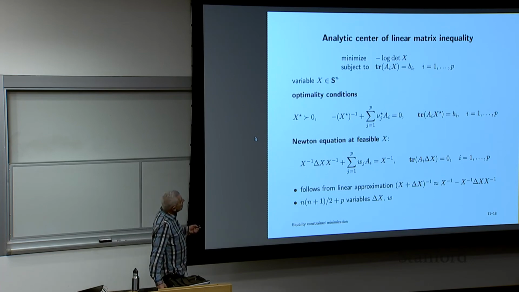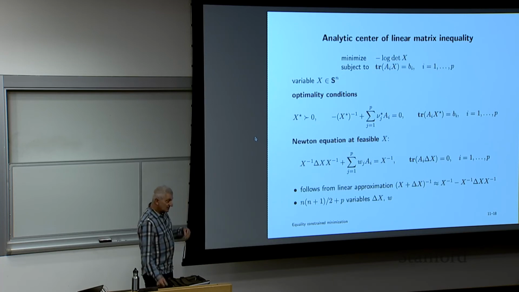So the conditions are that it's got to be positive definite, otherwise this makes no sense. And then the gradient of this I'm not too afraid of, because that's minus X inverse. So that's the gradient. The Hessian is not too bad either. Okay, so I write this out like this. And so these are the equations I really want to solve.